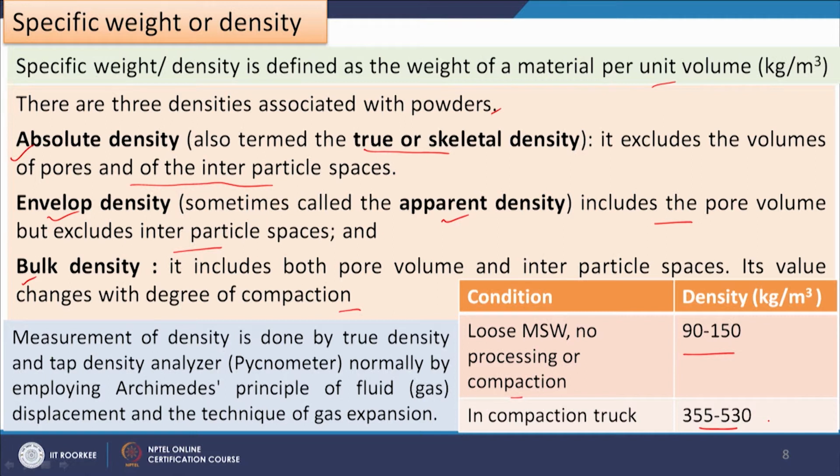So, the density increases. Measurement of density is done by true density and tap density analyzer, normally by employing Archimedes principle of fluid displacement and the technique of gas expansion.